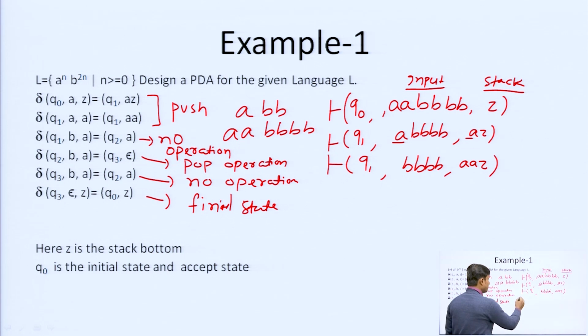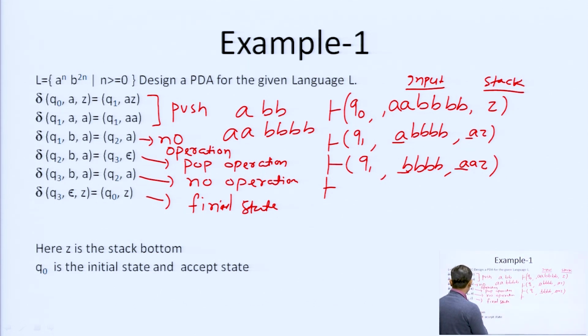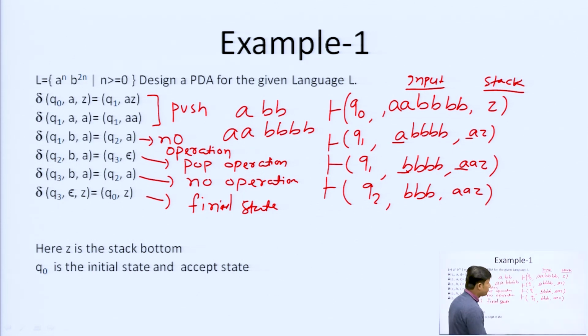Next, when you are in q1 and the input is b, the stack top is a. What do you have to do? Just read the b, and the stack top remains the same, meaning there is no operation. You do not need to do anything in the stack. So we go to q2, with the stack a a Z. Just read b and go ahead.